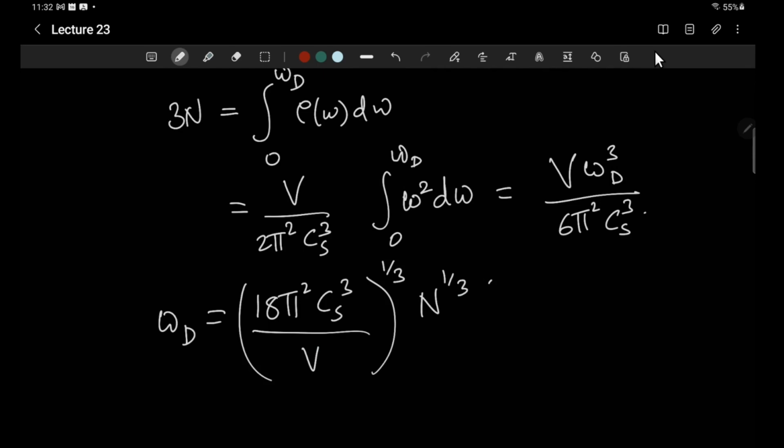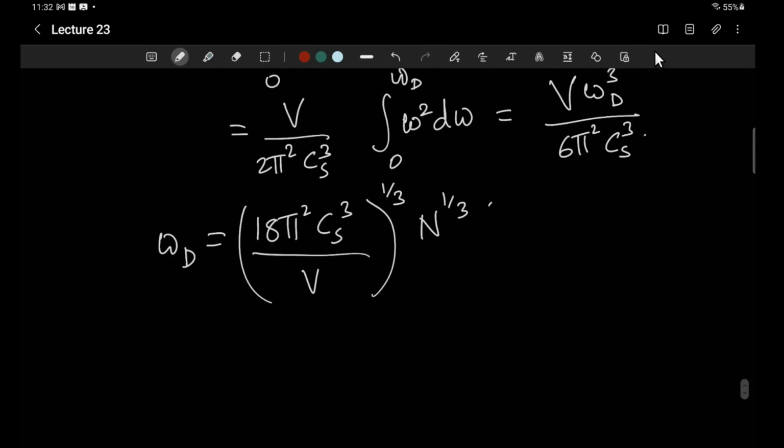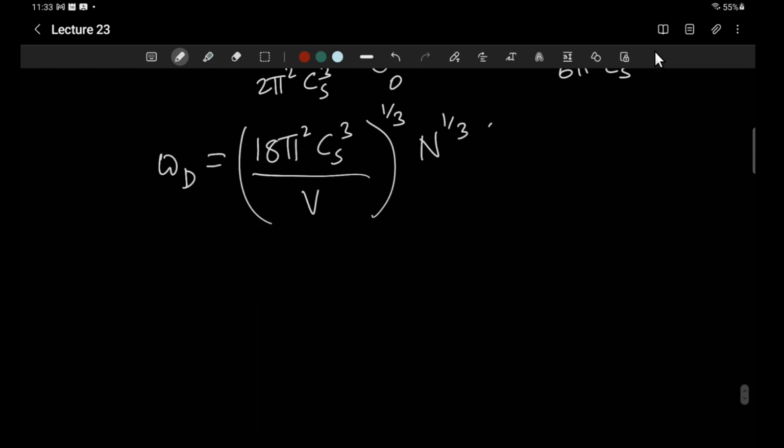So this is what happens; this is what you get. It grows like n to the power one third, but it is still some finite number. Of course, there's also a factor of volume, etc. So what Debye has done is, what you can see is that in the continuum limit, we can forget about the details.